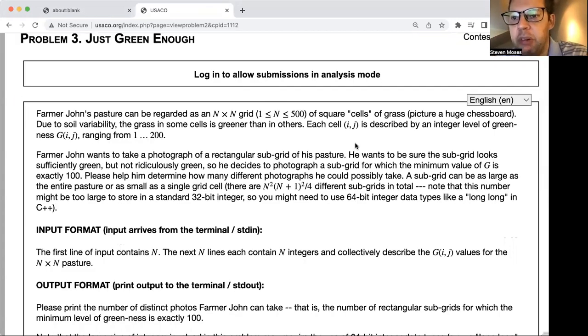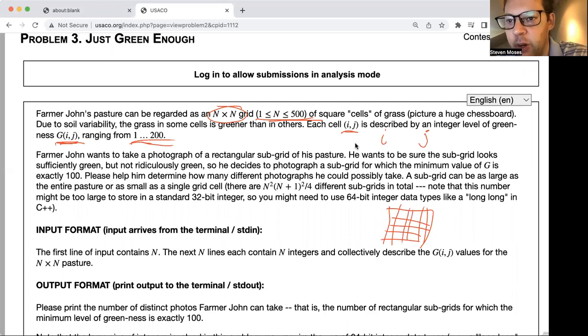Farmer John's pasture can be regarded as an n by n grid, where n is between 1 and 500, of square cells of grass. Picture a huge chessboard. Okay, so we've got a big board like that, and each one of these has grass on it. Due to soil variability, the grass in some cells is greener than in others. Each cell (i, j), where i would be the row and j would be the column, is described by an integer level of greenness, g(i, j). So the greenness of (i, j), you can just think of that as a function. The greenness ranges from 1 to 200.